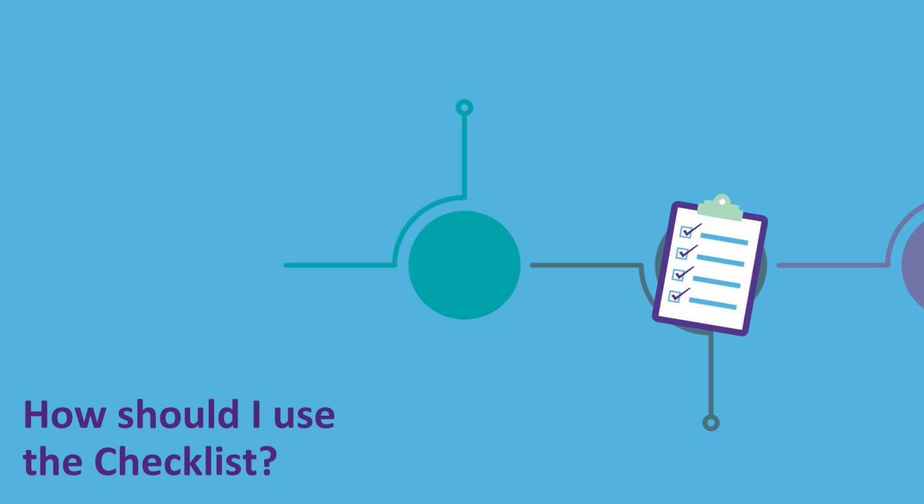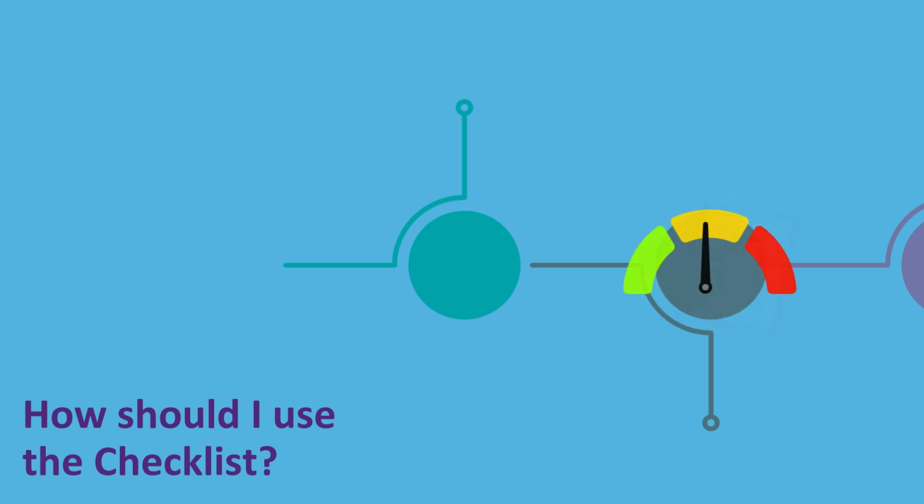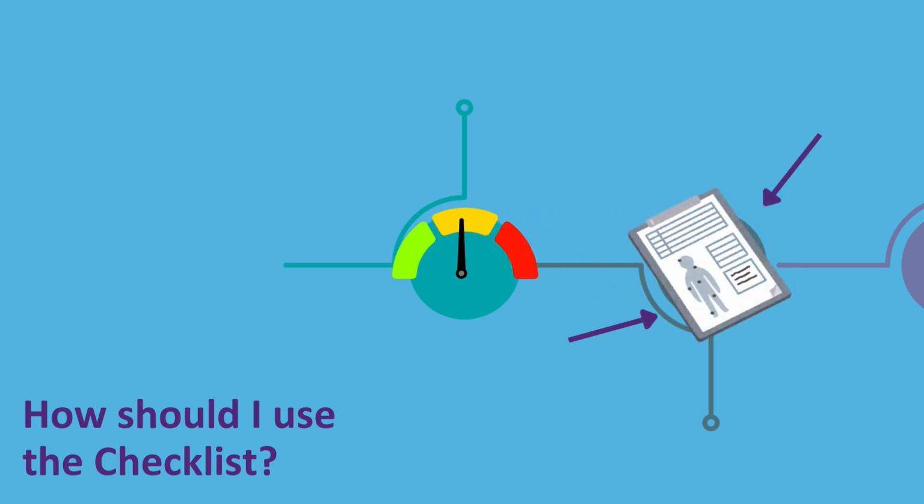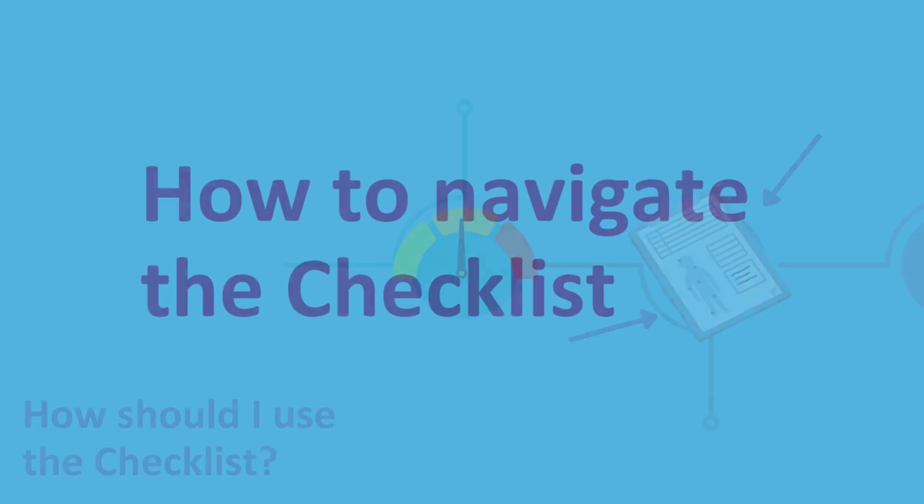Given risks can fluctuate, avoid labelling patients as high or low risk, as this can give a false impression. Instead, the focus should be on what steps can be taken at each appointment to reduce any flagged risks. How to navigate the checklist.